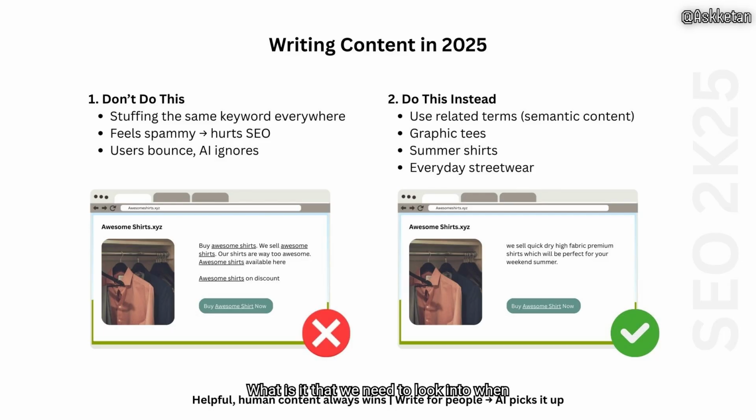What is it that we need to look into when we are writing content? Keyword stuffing is bad. You don't want to do that. Again, you never want to do that. It's not going to bring you any good. Semantic content will always be good. The way we had an example, you just don't sell awesome shirts. You sell graphic tees. You sell summer shirts. You sell everyday streetwear shirts. That's semantic content, and that's what you want to do. AI will always reward real and helpful writing. That's the core of it. It wants good content. We need to write for humans first, and AI will automatically follow.